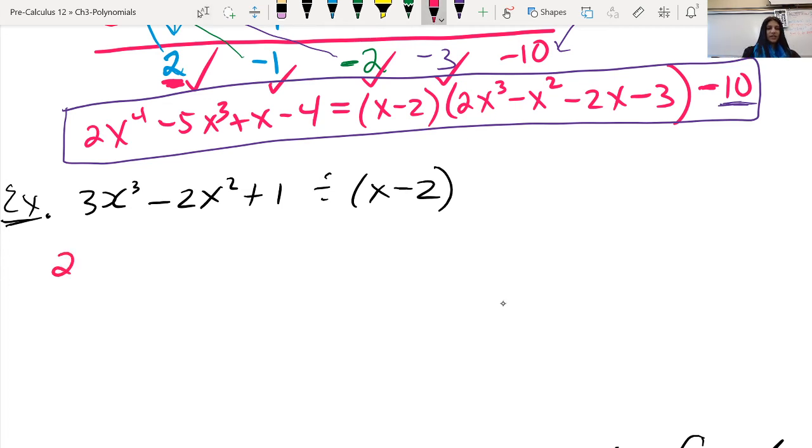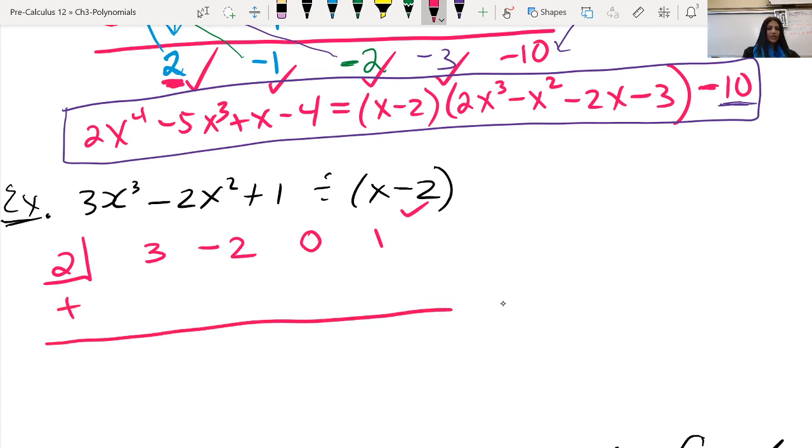So we're going to set this up the same way. We take this and put the 2 in the corner, and we're going to take this and have it set up over here. So we have 3x cubed minus 2x squared. Notice how there's no x, so I'm going to put a 0 there. I don't have to actually rewrite it. I think you clearly get by now what's going on here. So let's go through our process.